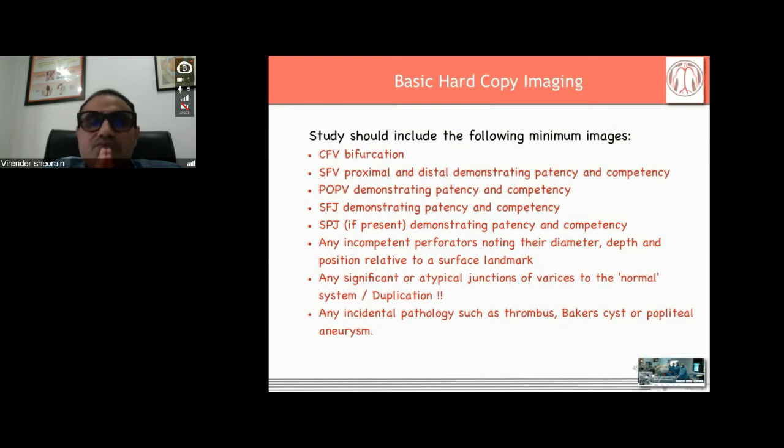competency. So you have to look for junctions, you have to look for perforators, the depth, the diameter of the perforator, the position related to the surface landmark, and then always try to note any significant or atypical junction of varices to the normal system, whether there is a duplication. We have seen there is duplication of the superficial vein, the LSV or GSV, and if one vein is ablated and the other one is left, then there could be a recurrence. Any incidental pathology, as we have discussed in the previous slide, should be mentioned. In this way, your report could be near complete, I would say.